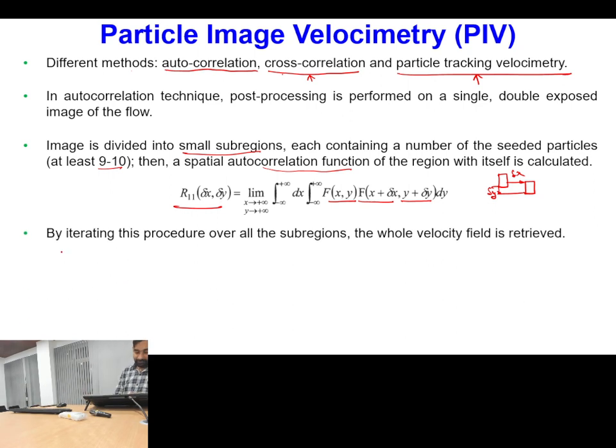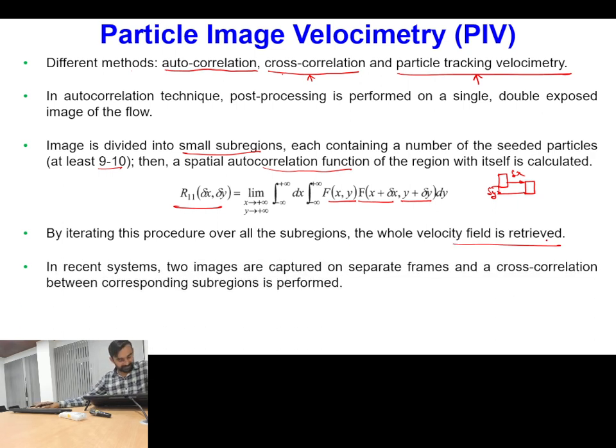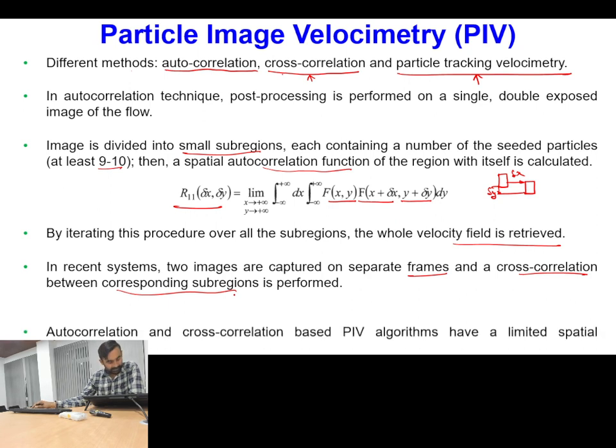Then, by iterating this procedure over all the subregions, the whole velocity field is retrieved. In recent systems, two images are captured on separate frames and a cross correlation between corresponding subregions is done. In old systems, this was done when the camera captured both particle images on a single frame, but nowadays both images are captured separately.